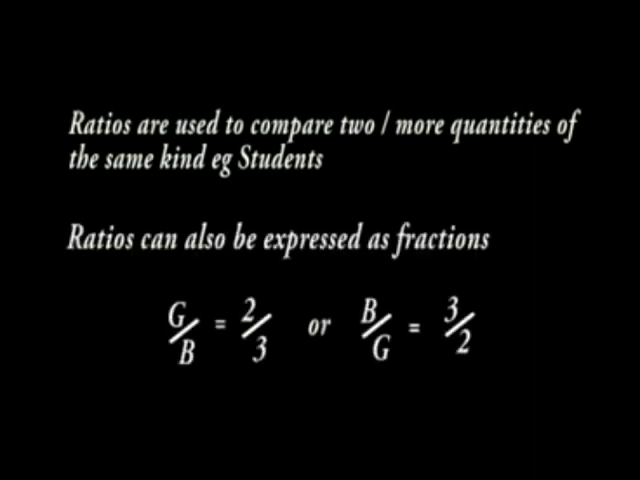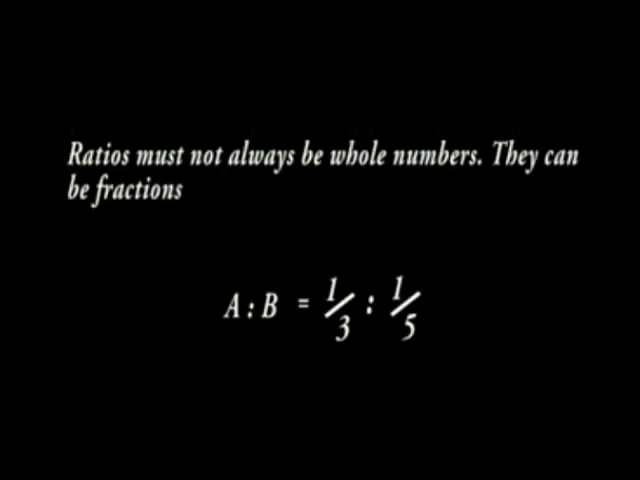Ratios are used to compare 2 or more quantities of the same kind, e.g. students. Ratios can also be expressed as fractions. That is, G over B is equal to 2 over 3, or B over G is equal to 3 over 2. It is important to note that ratios must not always be whole numbers, they can be fractions. For example, A to B is equal to a third to a fifth.